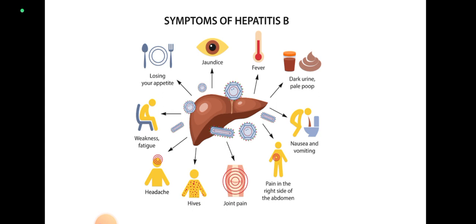Hepatitis B is most important among them, and its symptoms are jaundice, fever, yellow dark urine, pale stool, nausea, vomiting, pain in the right side of the abdomen, joint pain, hives, headache, weakness, fatigue, and loss of appetite.